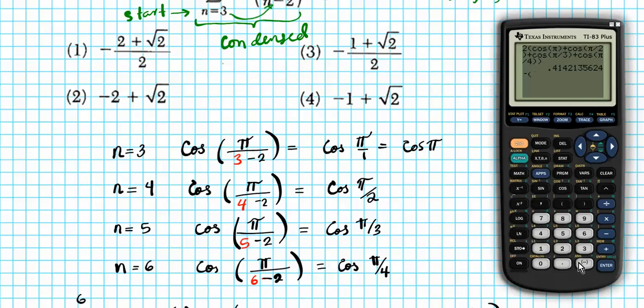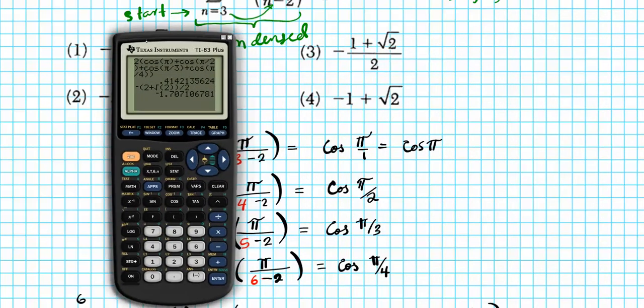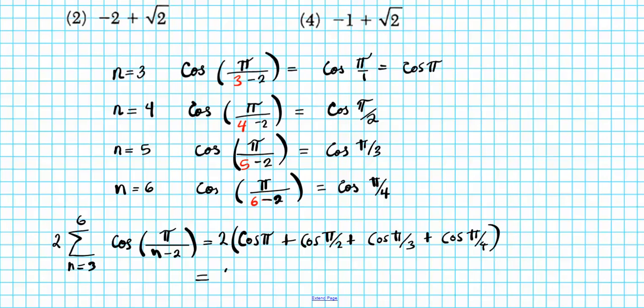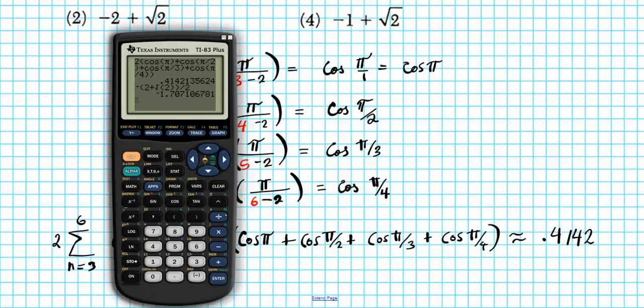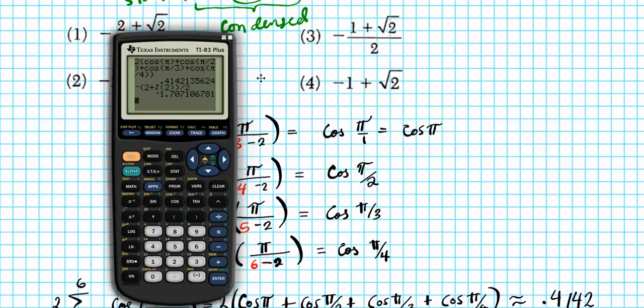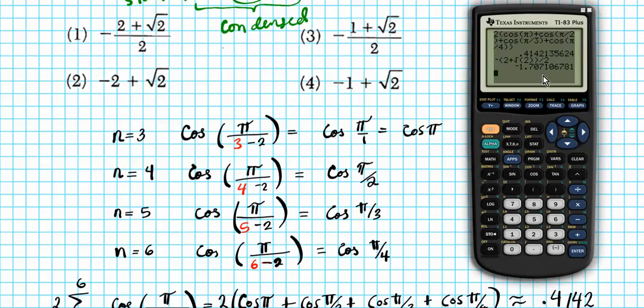Okay? Let's start with option 1. Negative parenthesis 2 plus root 2, close that, divided by 2. Enter. That doesn't work. That's not the answer I'm looking for. Let me write down my answer because my calculator is going to stop moving in a second. So let me write down the answer that we desire, approximately 0.4142. So we are basically entering the different options we have to see which gives the correct result.